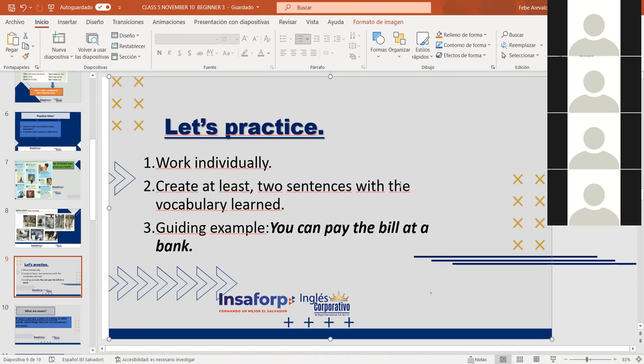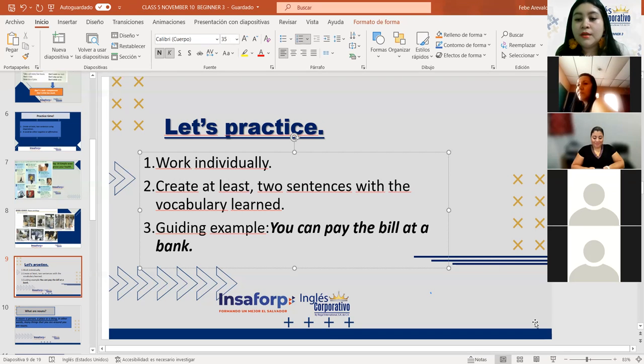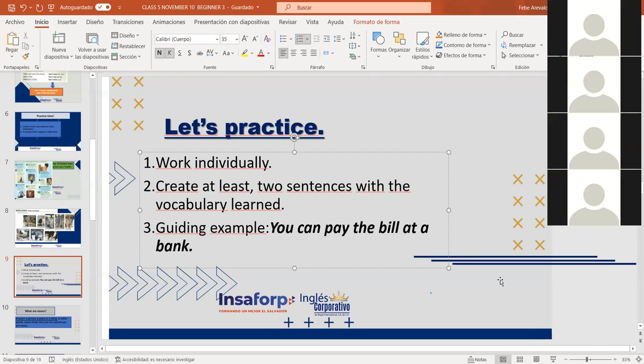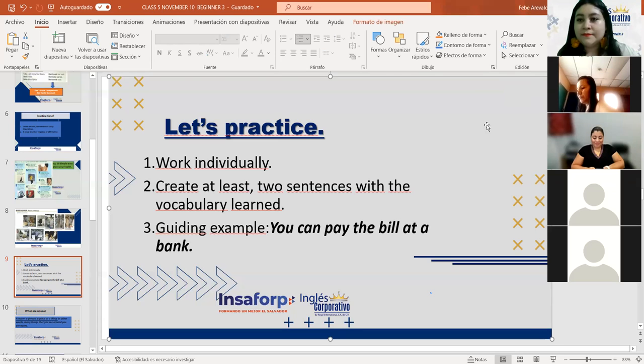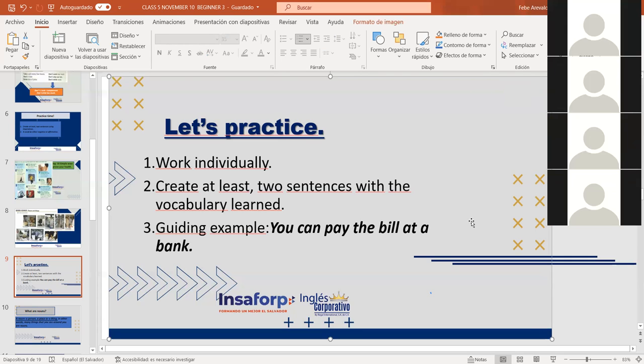All right. Ya estamos haciendo otro uso. Aquí estamos todavía con simple present. Let's see. En ese caso, he needs to get gas at a gas station, puede poner. Como necesita poner gasolina en la gas station, right? Okay, Emperatriz, thank you.